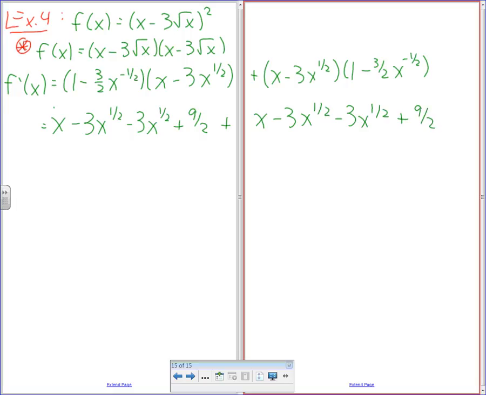Okay, most will do the same thing. The second 3 is 3 halves. It's minus 3 halves x. This one here? Yeah, all right, you're right. Sorry, I didn't combine them.